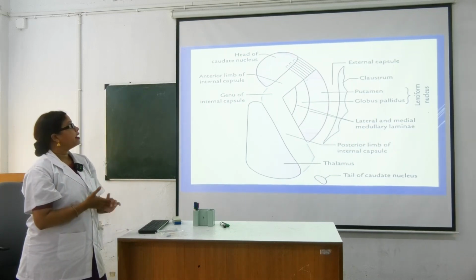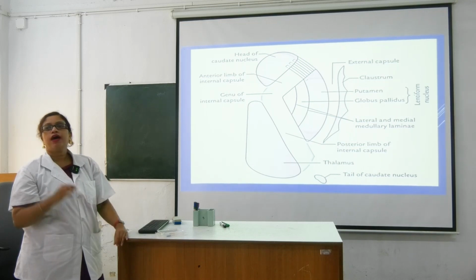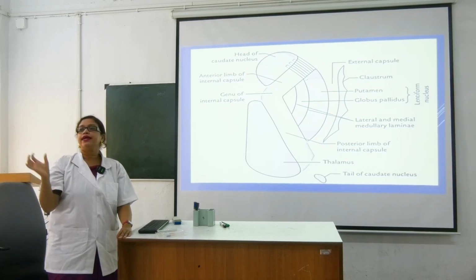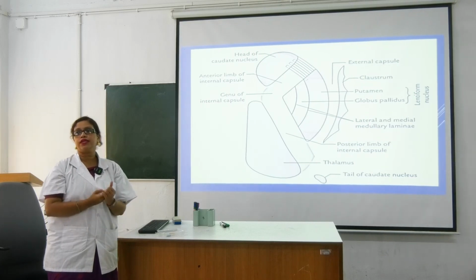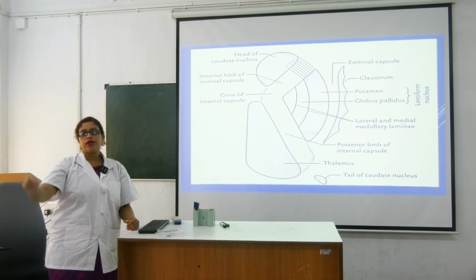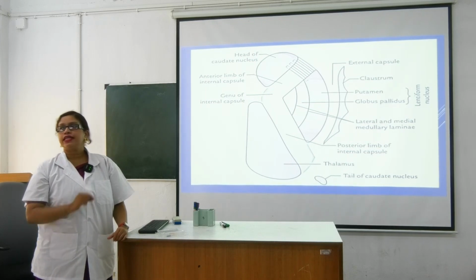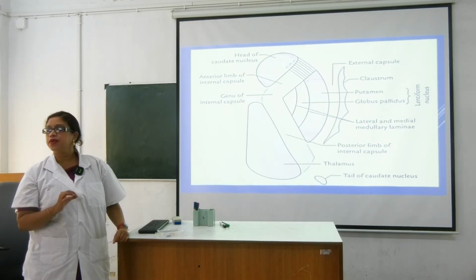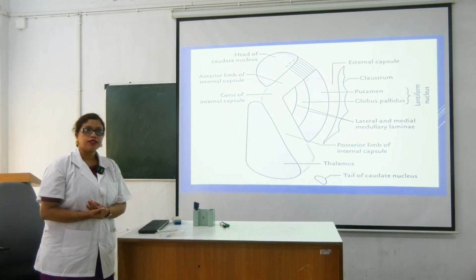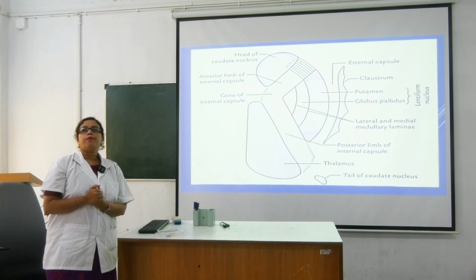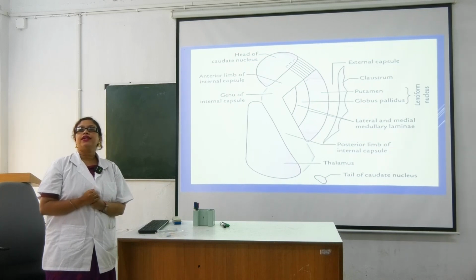Okay, and here could you tell me, I have already shown the internal capsule. If you go medial to lateral, what are the things you could see? Write it down. Number one, in the specimen, what are the structures you will see? Number one is the caudate nucleus.